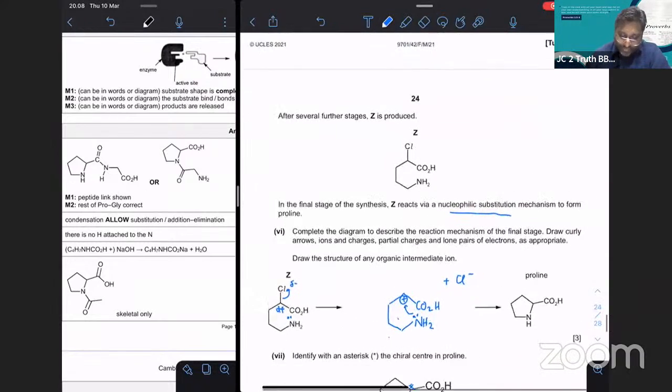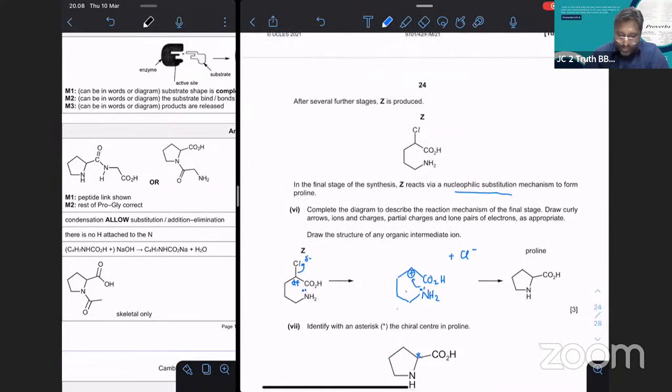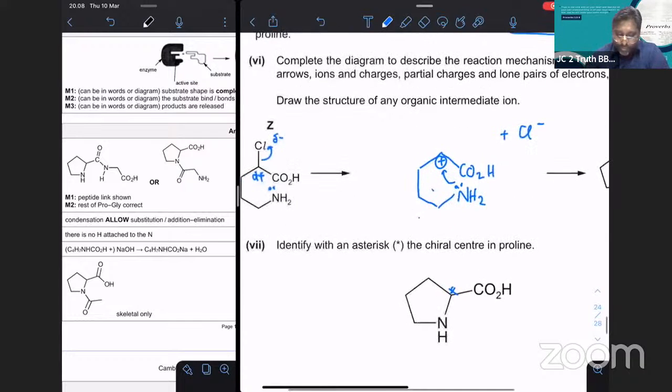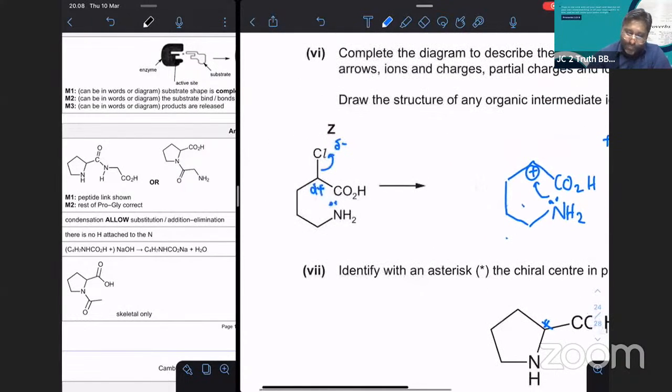Next, after several further stages, Z is produced. In the final stage of synthesis, Z reacts via a nucleophilic substitution mechanism. So this one, last time we learned under halogenoalkane, to form proline. So complete the diagram to describe the reaction mechanism. So this one, nucleophilic substitution, if you forget about this, you see this one is more electronegative, so delta negative, and this is delta positive.